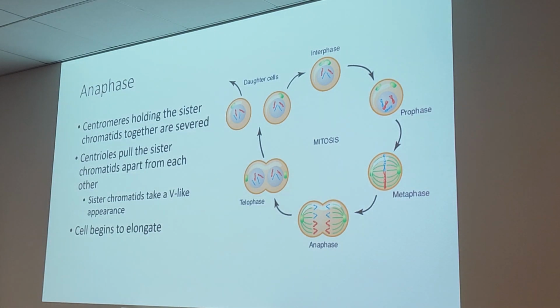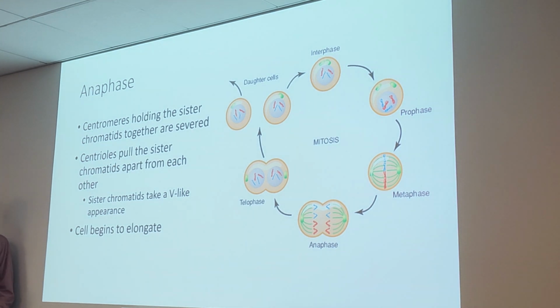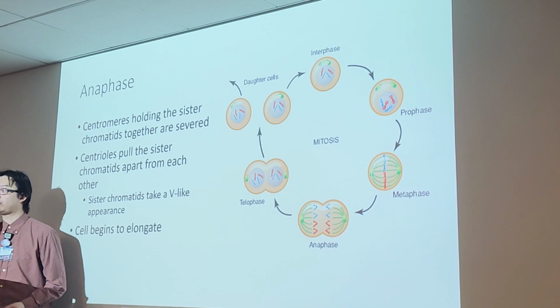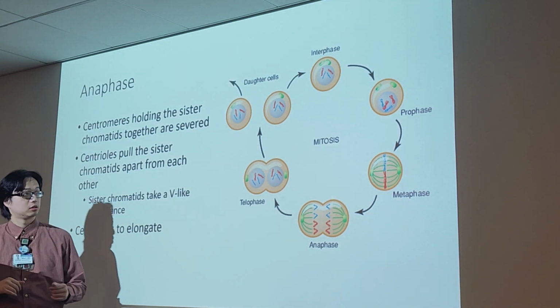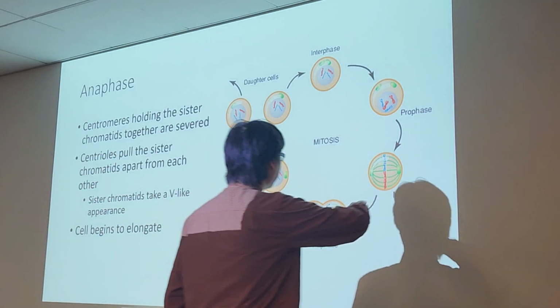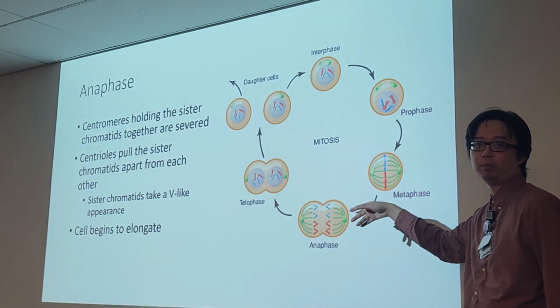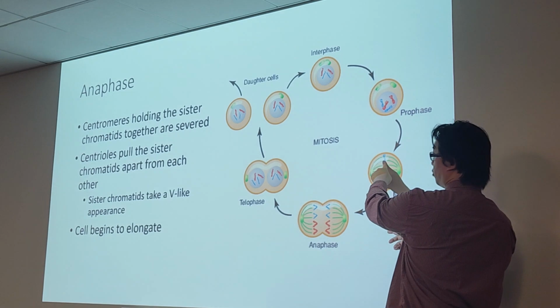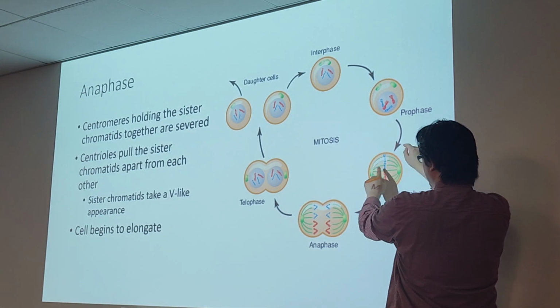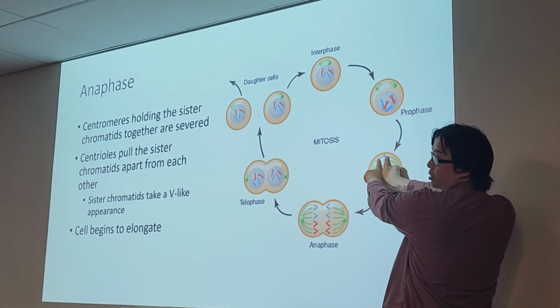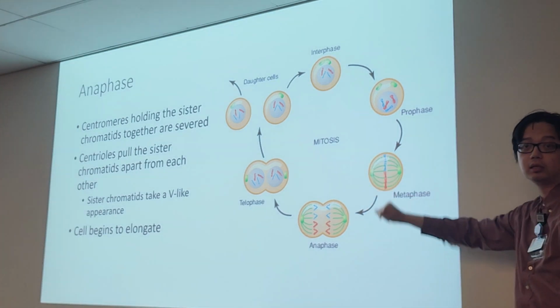Once we finish lining everything up, we move into anaphase. Anaphase is where we begin to split the cell in half. So, in metaphase, we lined up our sister chromatids. Remember, for mom, one copy of mom, second copy of mom. For the dad, one copy of dad, second copy of dad. Those are our sister chromatids.